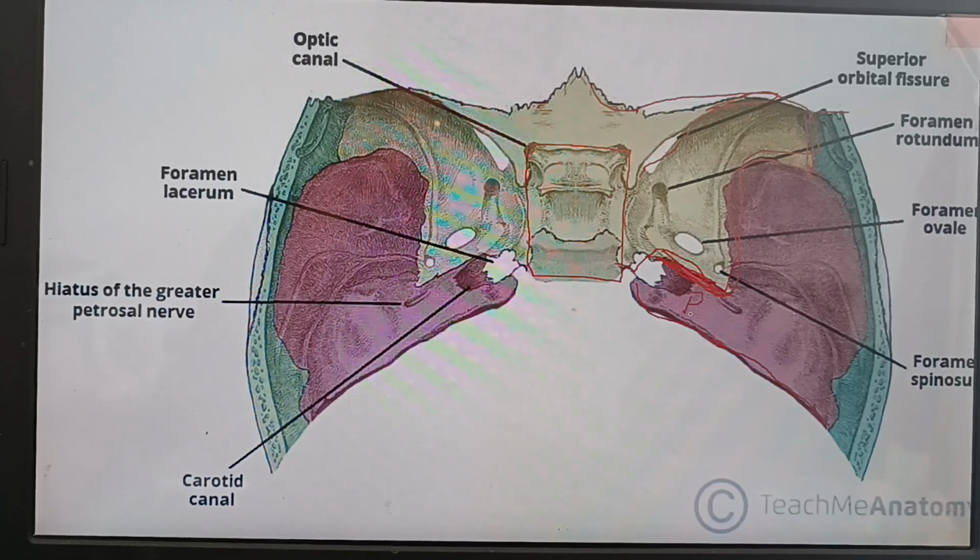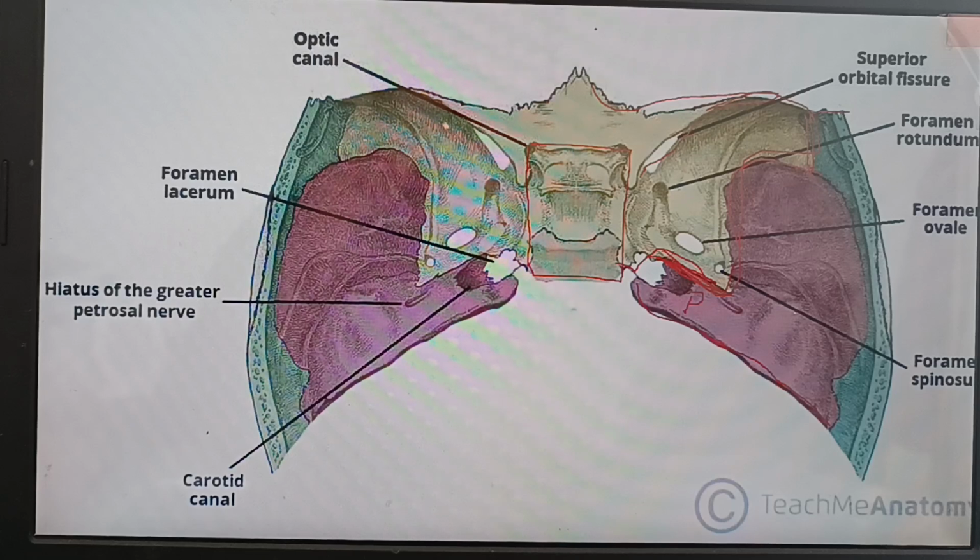Now let us see what are the foramens which you'll be seeing in the middle cranial fossa. As we already mentioned, the olfactory nerve, that is the first cranial nerve, is seen in the anterior cranial fossa. Now let us see the other nerves here.